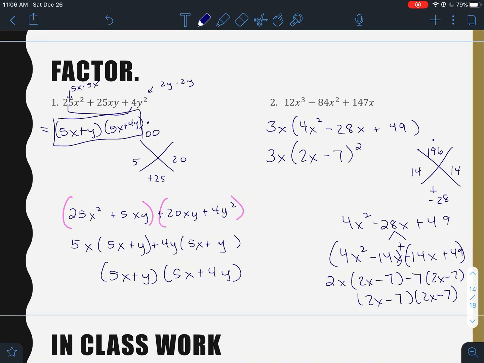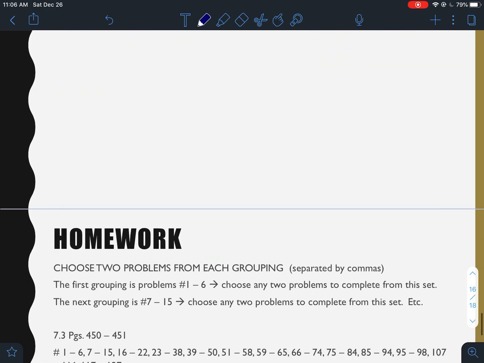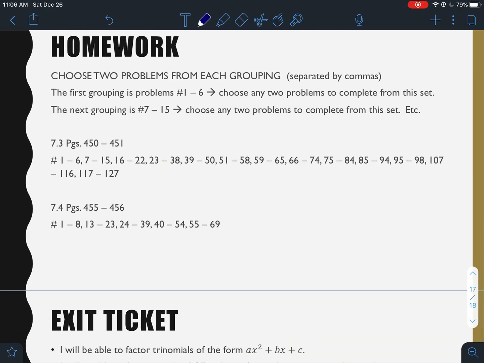All right. So again, we learned how to factor trinomials of the form ax squared plus bx plus c. Your homework is 7.3 and 7.